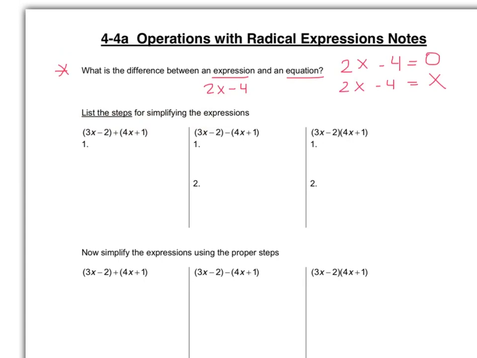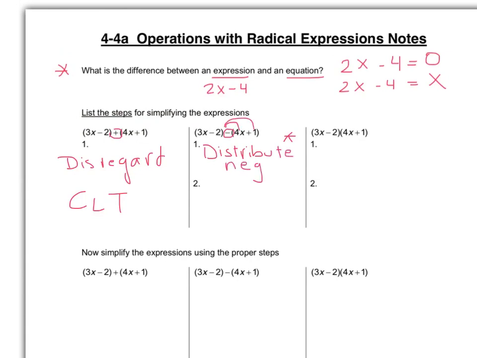So, for example, in number 1, you can just disregard the parentheses because we have a plus sign. So basically, you just disregard the parentheses and try to combine like terms. Now, in the second one, since you have a negative, first of all, you have to distribute the negative to both of them, to the 4x and to the 1. Then you combine like terms.